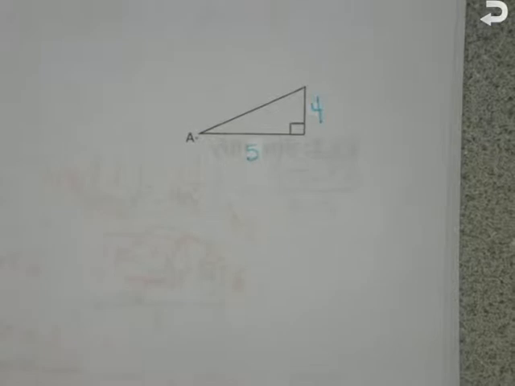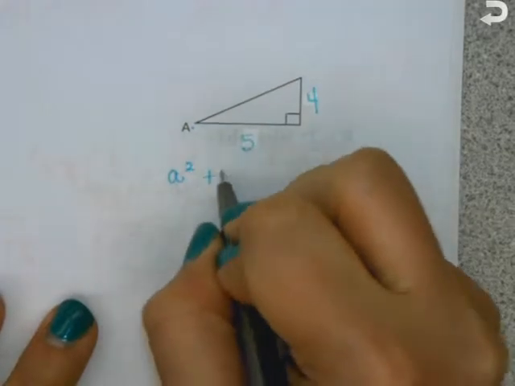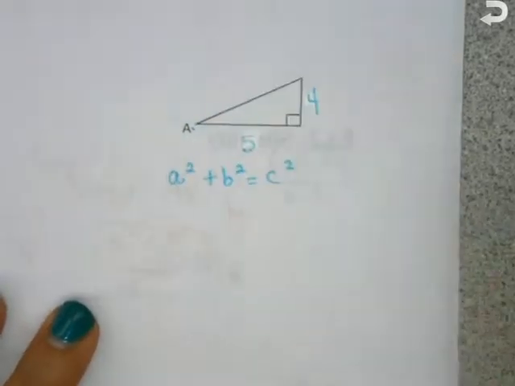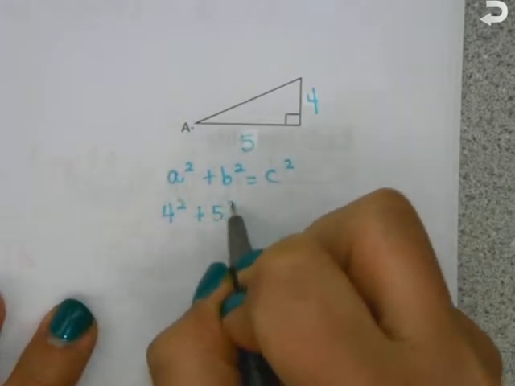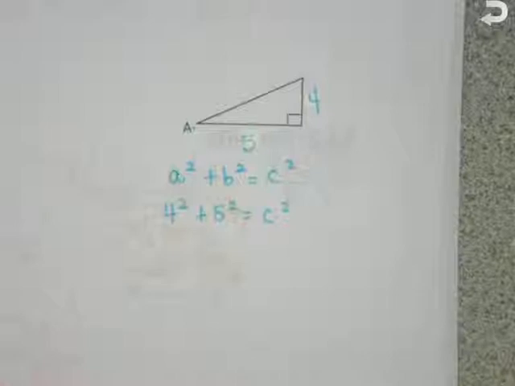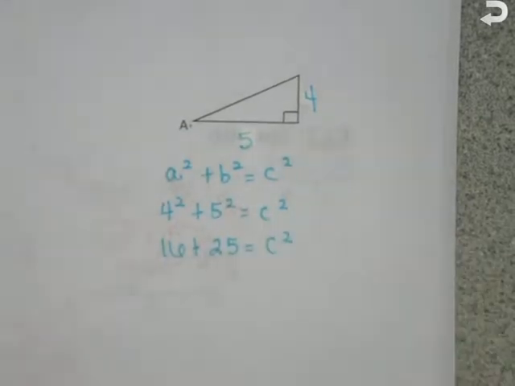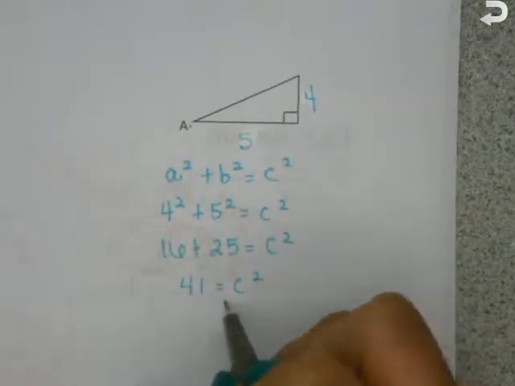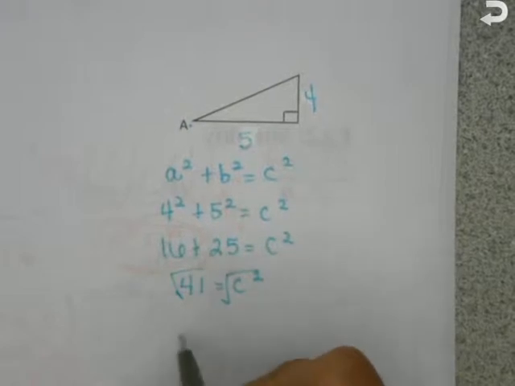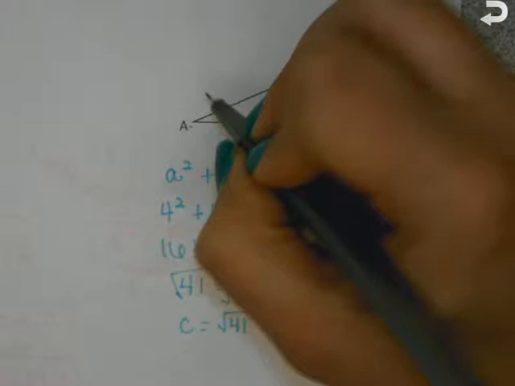I am missing the hypotenuse. How can I find the hypotenuse? Pythagorean theorem. So let's do it really quick. A squared plus B squared equals C squared. So that is 4 squared plus 5 squared equals C squared. 16 plus 25 equals C squared. 16 plus 25 gives us 41. And when I take the square root of both of those, we get C equals root 41, and that's a prime number. So our hypotenuse is root 41.